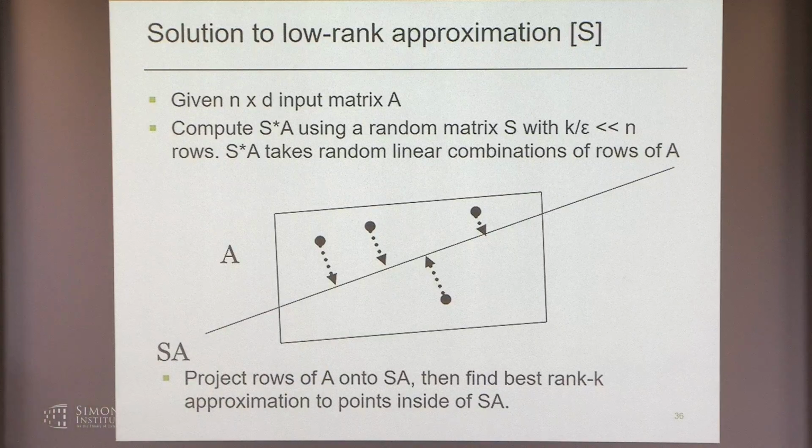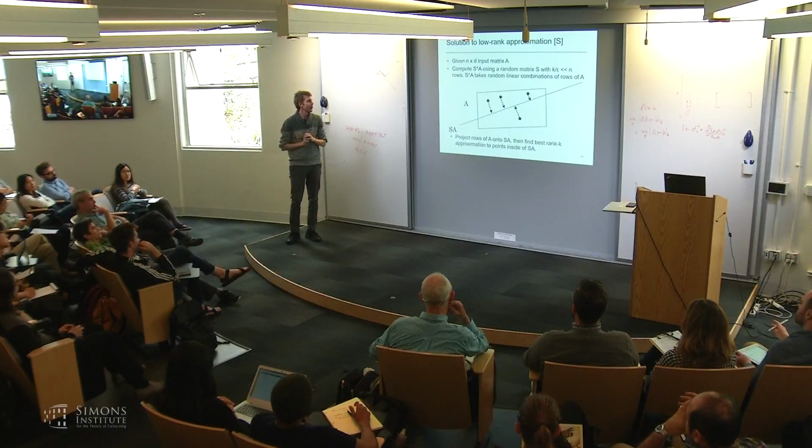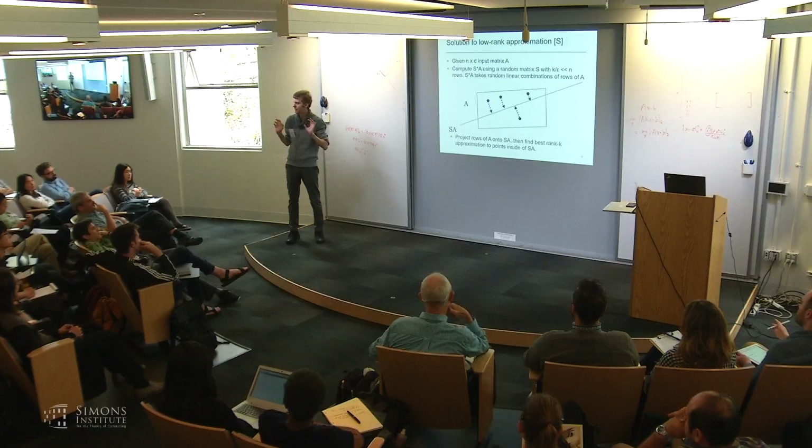Yeah. Question? You wrote that k over epsilon is much less than n, but actually for this to make sense, it has to be much less than D as well, right? Yeah, sorry. Both n and d I'm thinking of as being large. It's much less than both n and d.